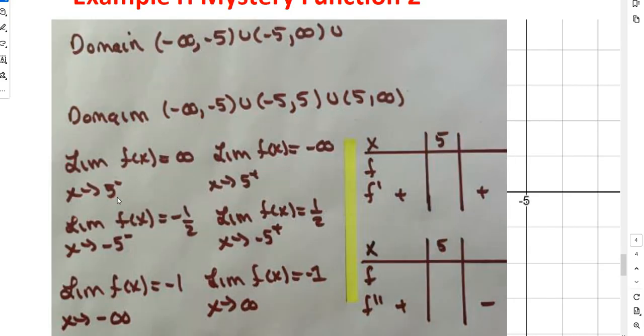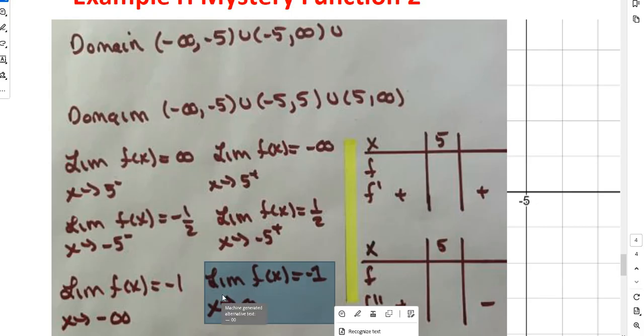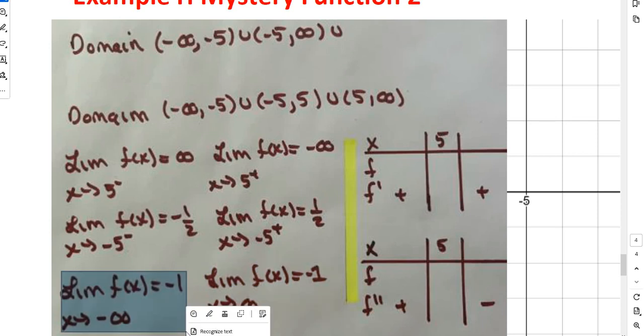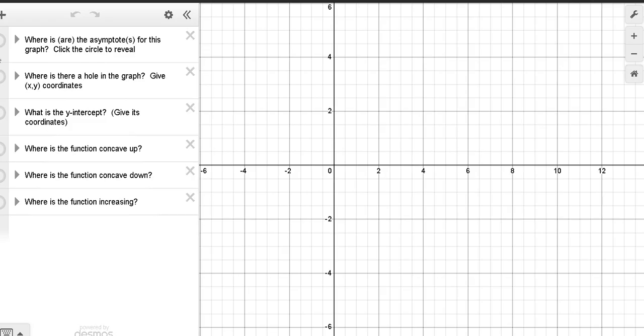First of all, I've got some limits. So down at the bottom, I've got a limit as x approaches infinity of negative 1. What does that tell me about the graph of the function? What's going on there if as you approach infinity or negative infinity, the graph is approaching negative 1? Antonio? Yeah, you've got a horizontal asymptote. So let's fire up those asymptotes.